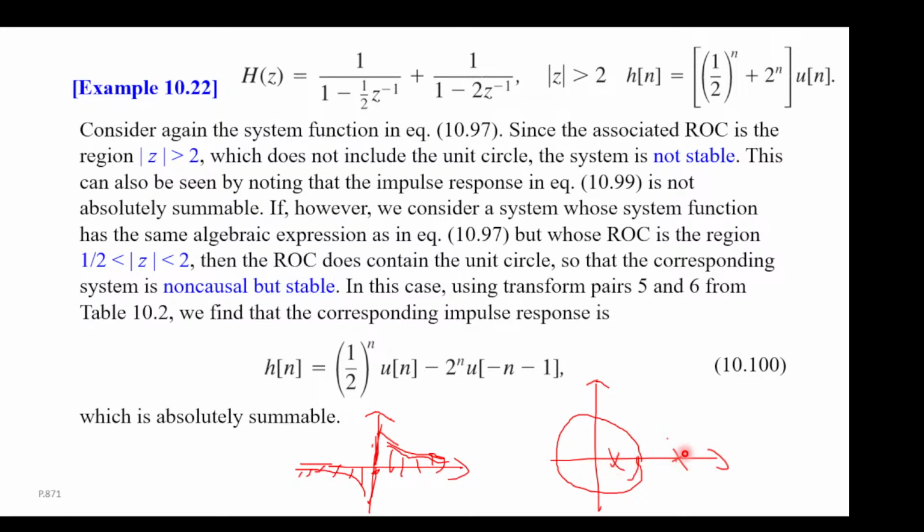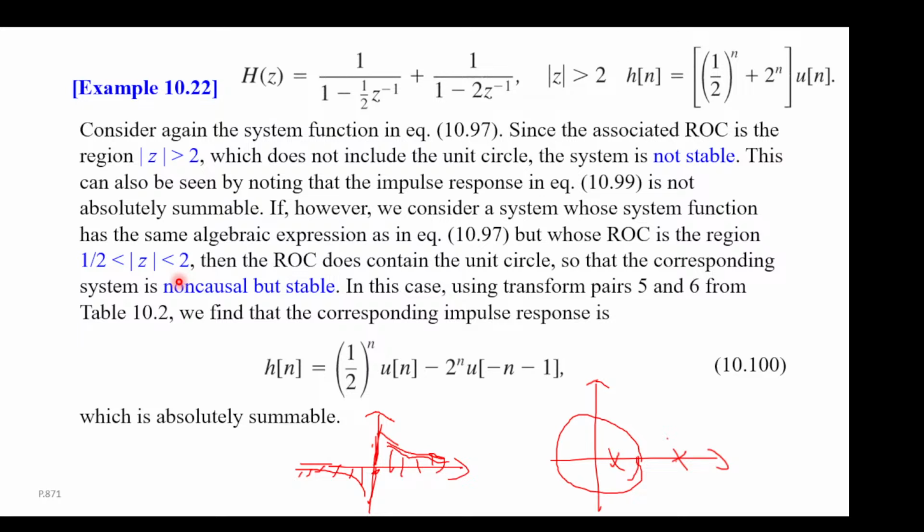You can pick the outermost ROC, which is |z| greater than 2. Or you can pick the middle ring, z between 1/2 and 2. Or you can choose the innermost circle, |z| less than 1/2. If you want the system to be stable, you want the ROC to include the unit circle, so you choose the ROC between 1/2 and 2.